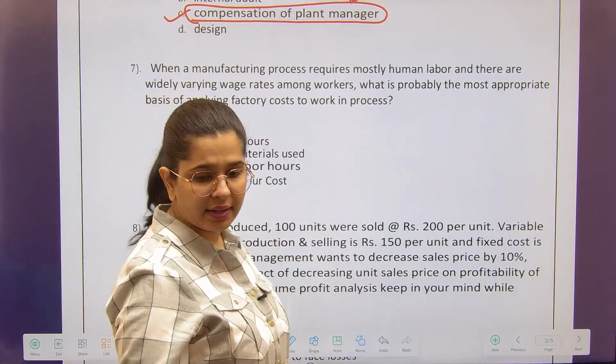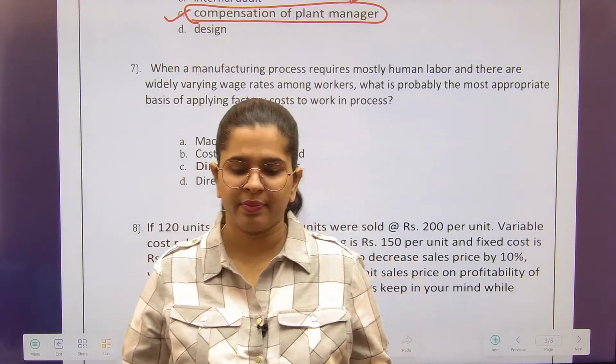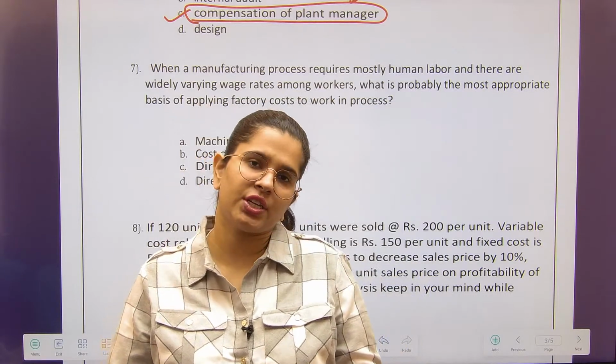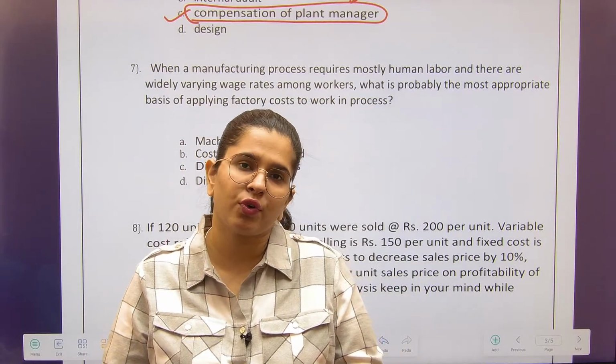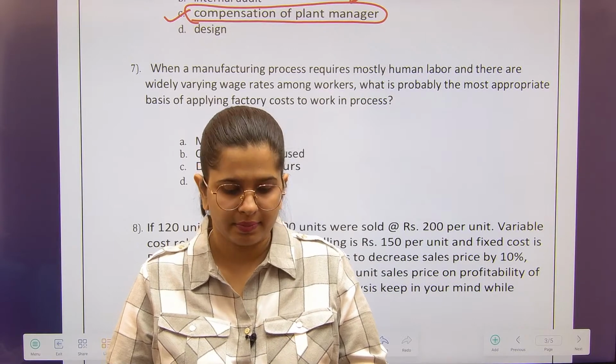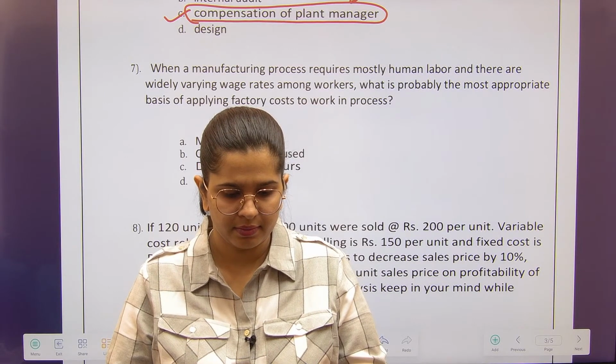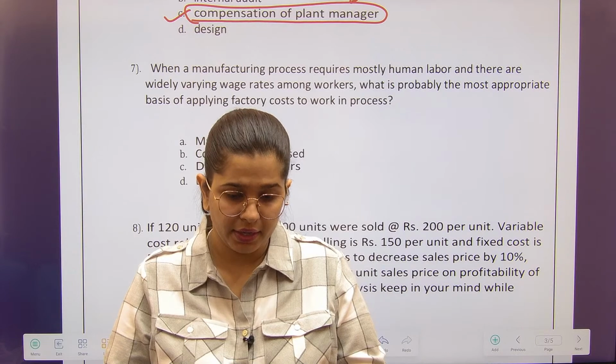please tell me that change in technology. Where will you classify change in technology? In what kind of overheads? Period cost.